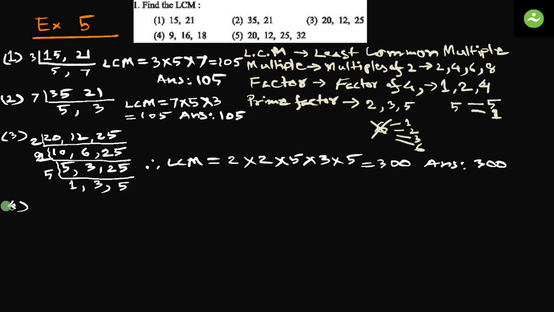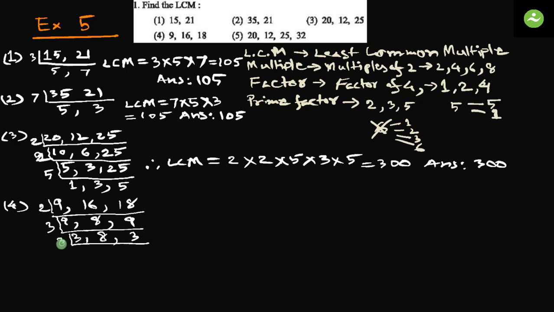Number 4. 9, 16, 18. 2 divides 16 and 18. So bring down 9. 8 into 2, 9 into 2. 3 divides 9 and 9. 3 into 3. Bring down 8. 3 into 3. Again we can divide by 3. 3 into 1, 8, 3 into 1.